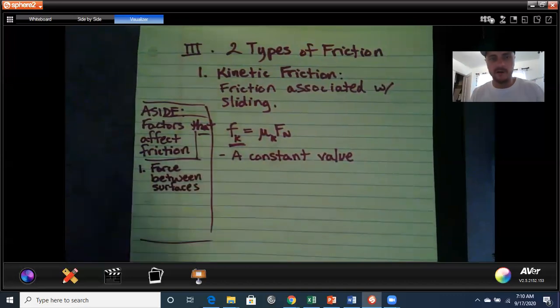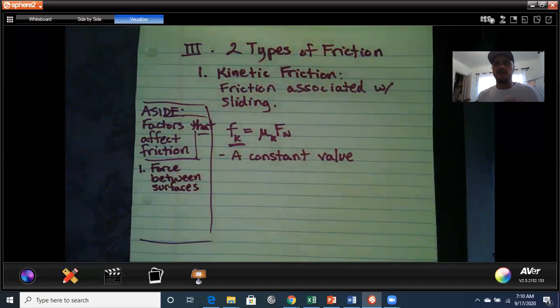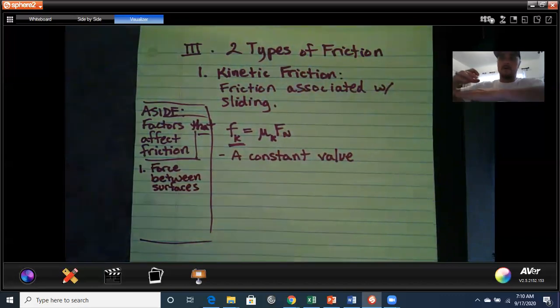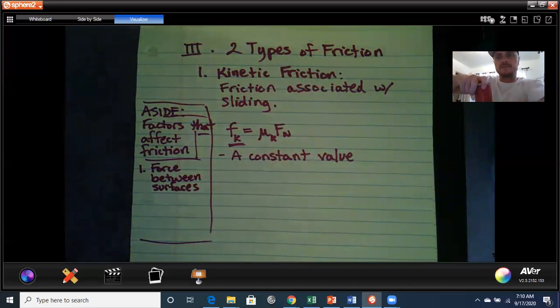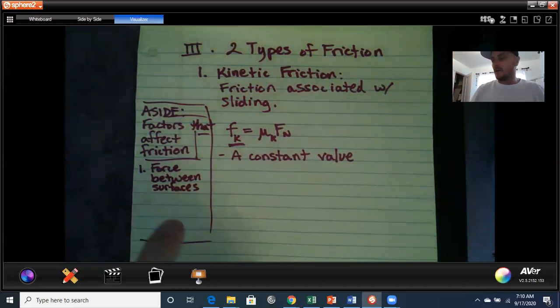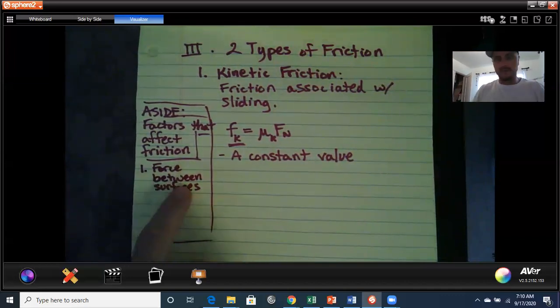That might be one of them, right? Force between the surfaces, because you have a heavy or a light object. Or forget it being heavy or light, maybe as I push it forward, I'm pushing down as well. And as I push down, I'm increasing the force between the surfaces, right? So either one of those ideas would fall underneath force between the surfaces.